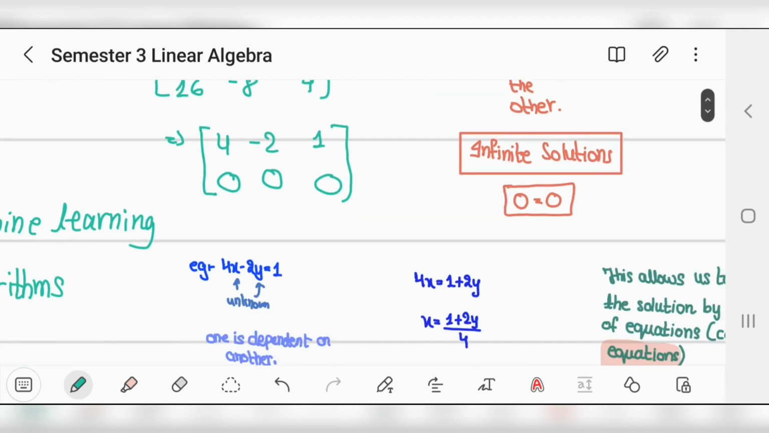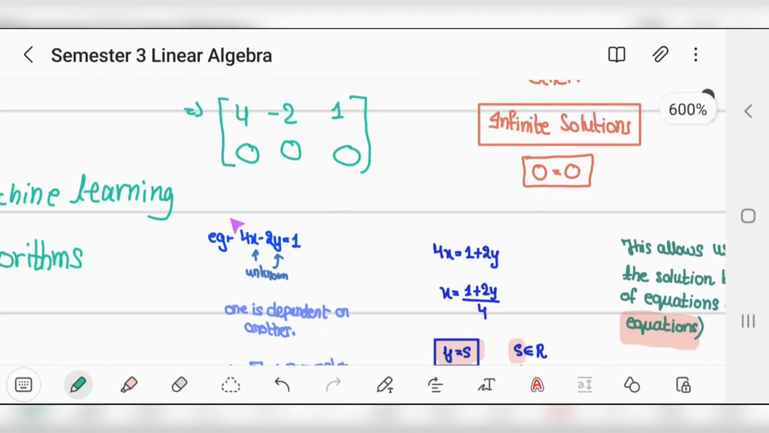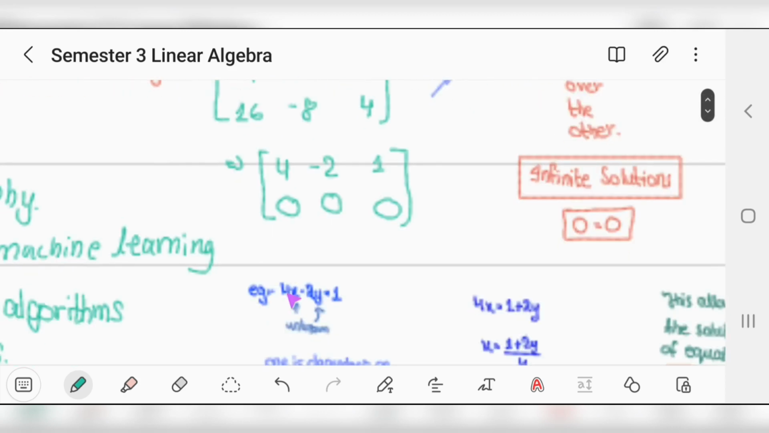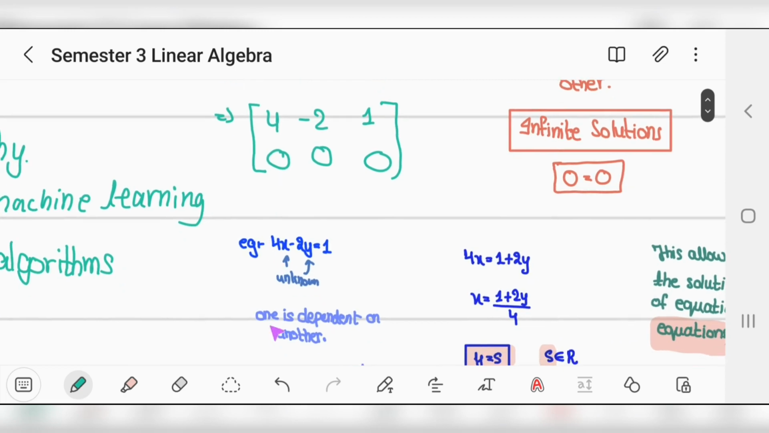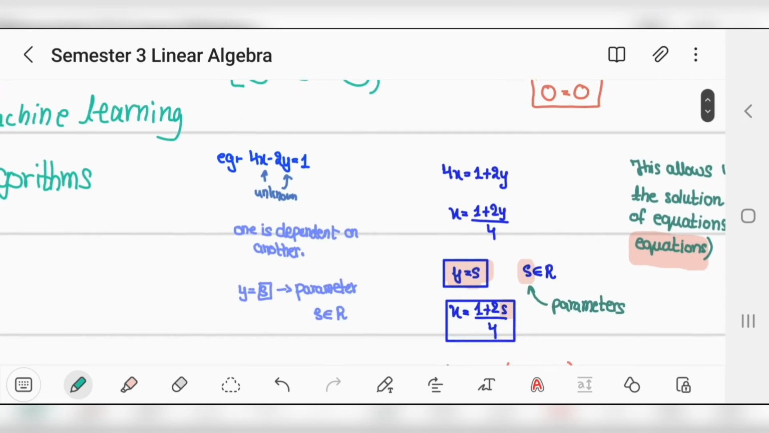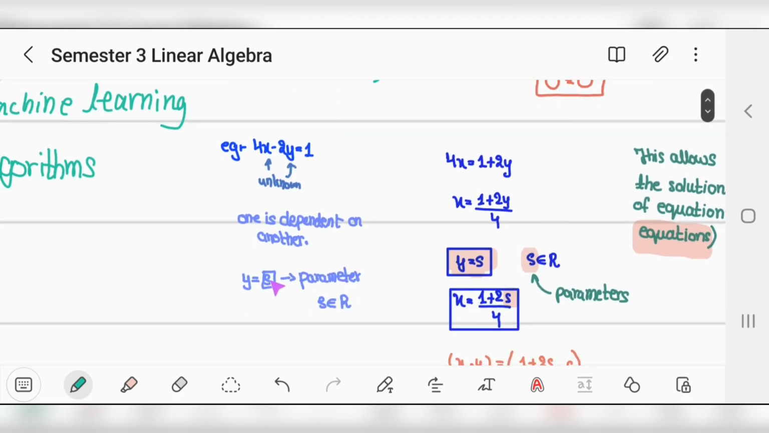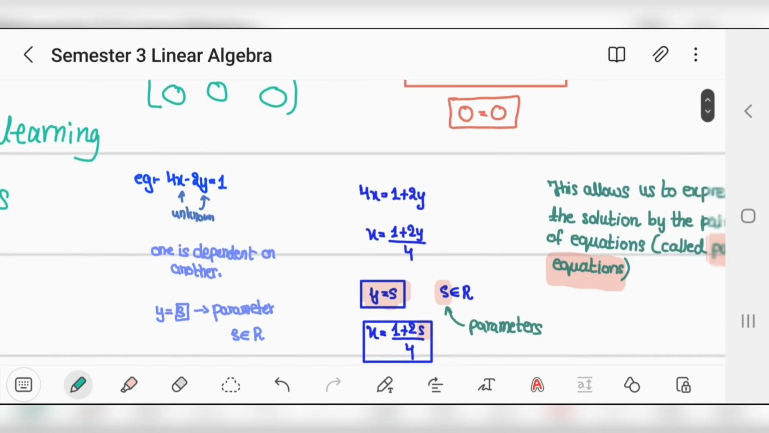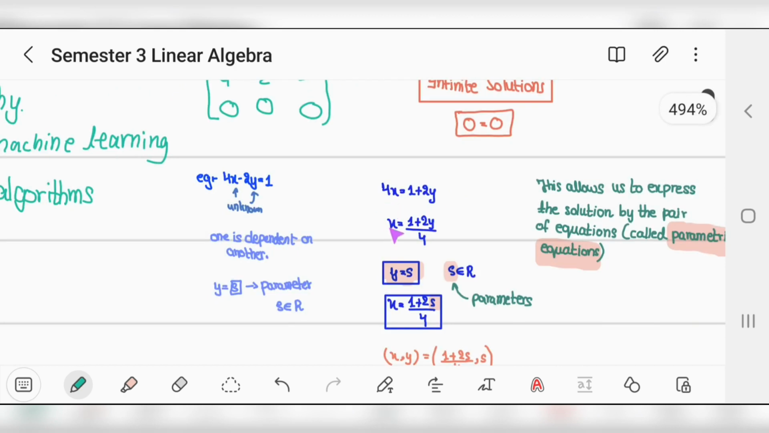Now I want to show the answer. So I have this equation. These are two unknowns, and one is dependent on the other. These two variables are dependent on one another. So we set y equal to s. We have assigned a different variable, s, which we call a parameter, and then we make x the subject, and y is equal to s.